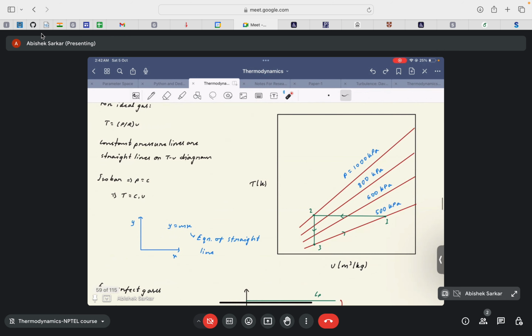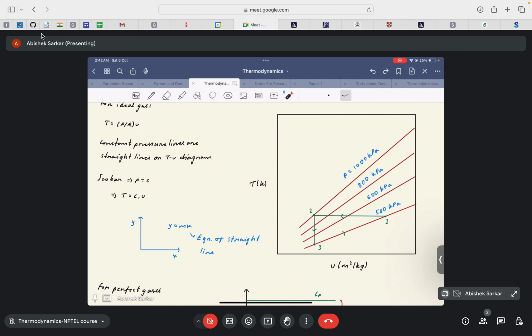In the temperature-volume plot, these constant pressure lines would be straight lines in the TV diagram. Again, you can just use the ideal gas law. Just manipulate the ideal gas law, like Pv equals RT, or T equals P by R times v. So your independent parameter is v, the specific volume, and the dependent parameter is T.